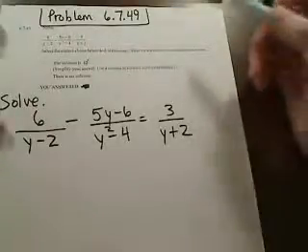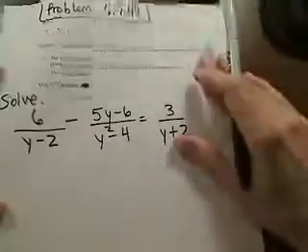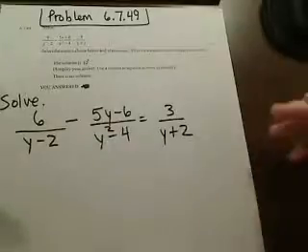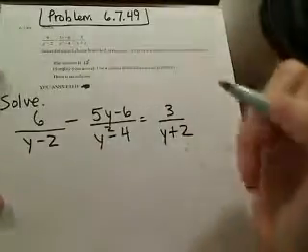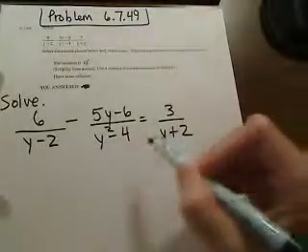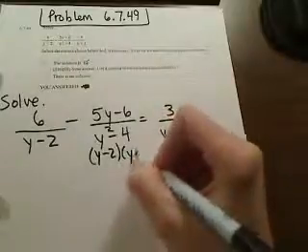Okay, so this is problem 6.7.49, and we're asked to solve this equation right here. Remember, when we're solving rational equations, we first need to factor all of the denominators fully. So we see the difference of squares here in this denominator.